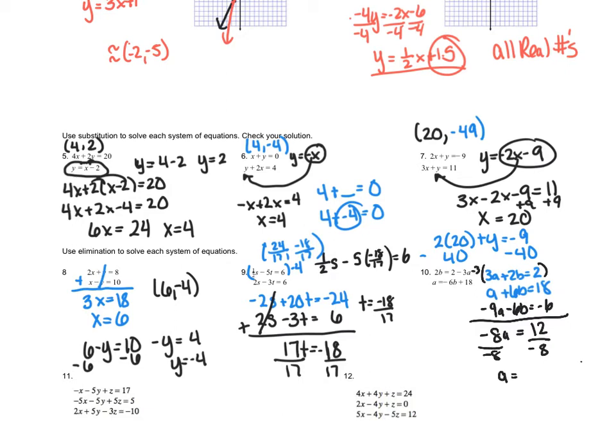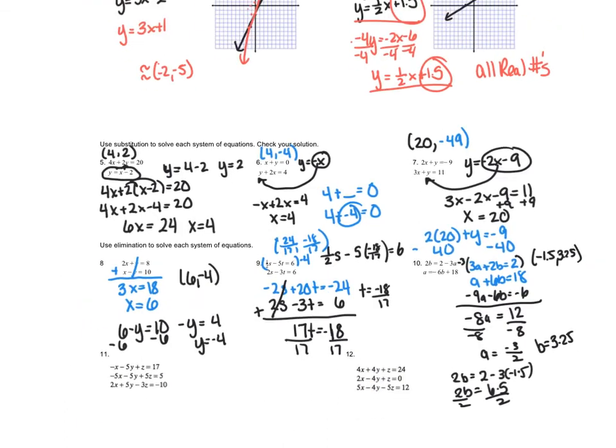A is going to be, take out a 4, negative 3 over 2. So negative 1.5. When I fill that in, 2b equals 2 minus 3 times negative 1.5. So 2b equals 6.5, divide by 2. B is going to be 3.25. That's a 5.